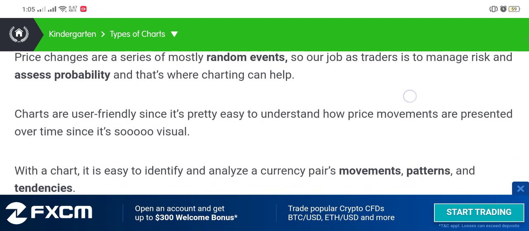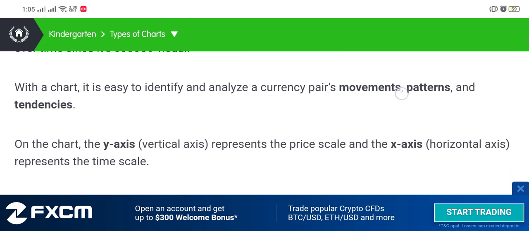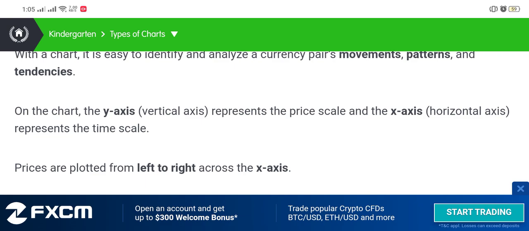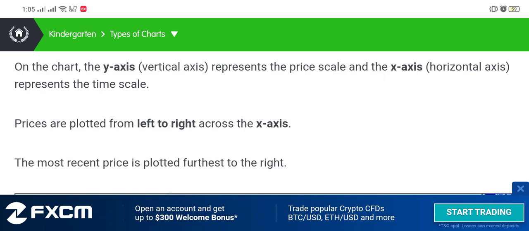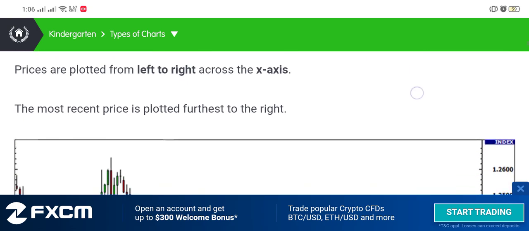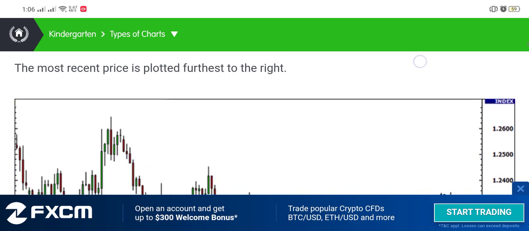Charting can help. Charts are user friendly since it's easy to understand how price movements are presented over time, since it's so visual. With a chart, it is easy to identify and analyze currency price movement patterns and trend tendencies. The y-axis, the vertical axis, represents the price scale, and the x-axis, the horizontal axis, represents the time scale. The prices are plotted from left to right across the axis. The most recent price is plotted furthest to the right.